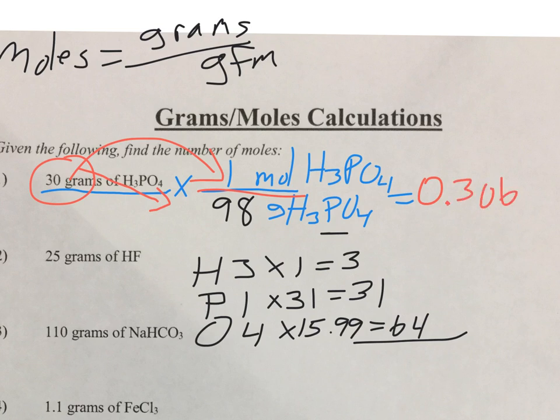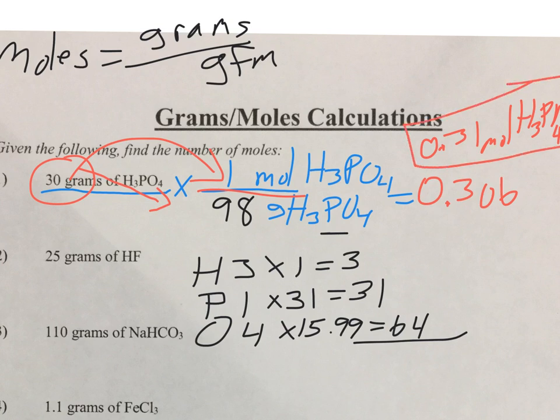so 0.306. Now remember, I always like to have one significant figure or one real number after the decimal, but when it's a small number like this, you can have 2. So it can be 0.31. Okay, and this would be your moles of H3PO4. Ran out of space there. Okay, don't forget to block off your answer.